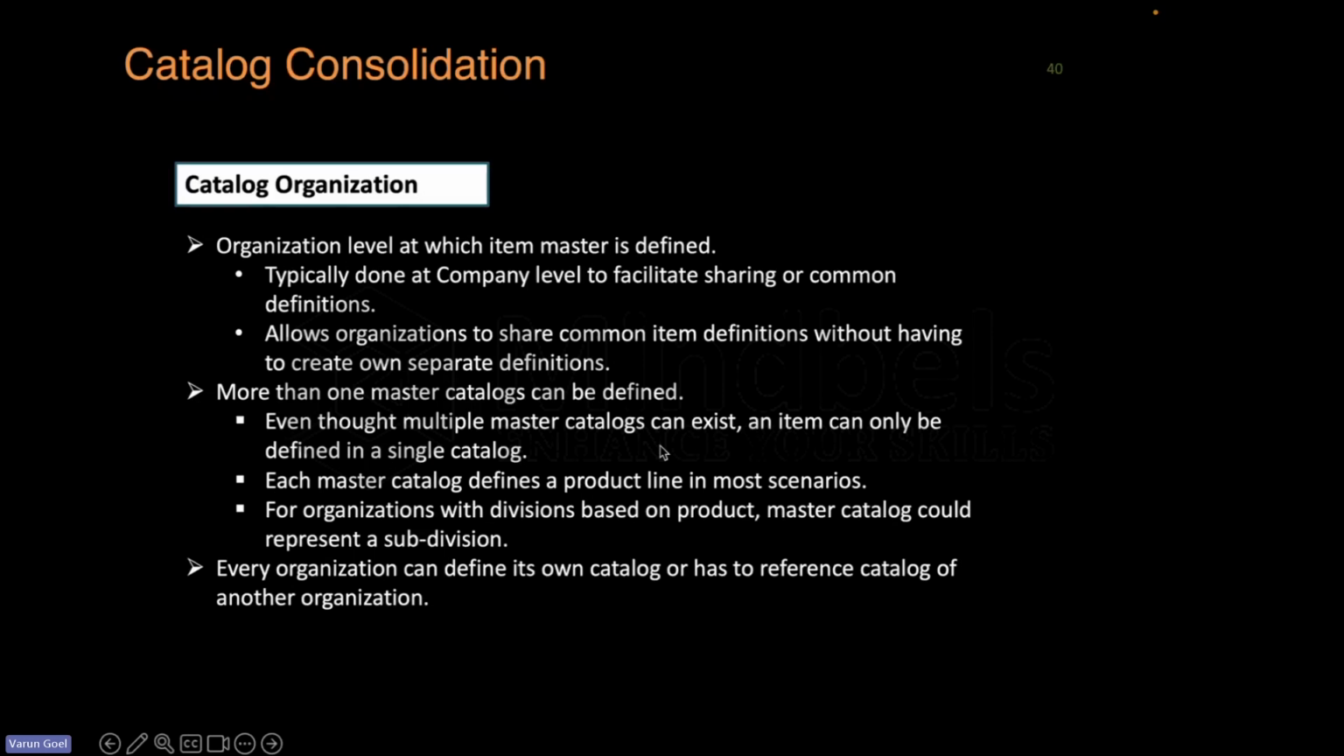Even though multiple master catalogs can exist, an item can only be defined in a single catalog. So you can define multiple catalogs, and you can also define multiple master catalogs, right, on the organization level. But an item can only belong to a single master catalog. So, giving an example, you define a catalog, let's say at Alpha and Hong Kong level. Now in that catalog, you have two master catalogs, right? One, let's say for apparel, and one, let's say for footwear.